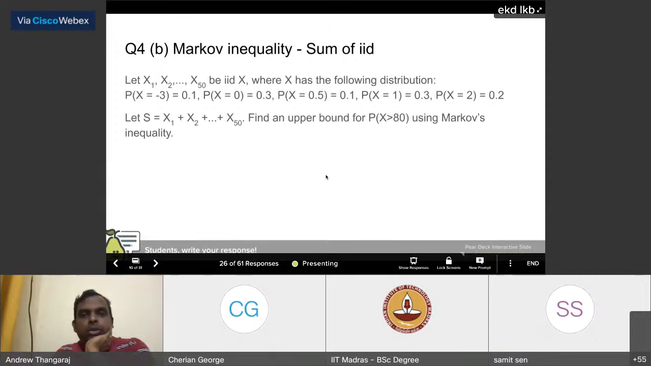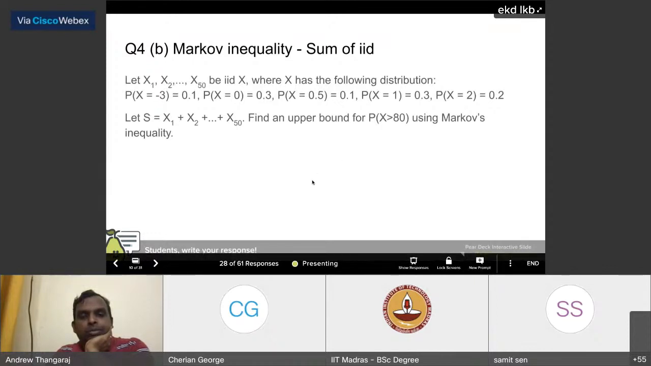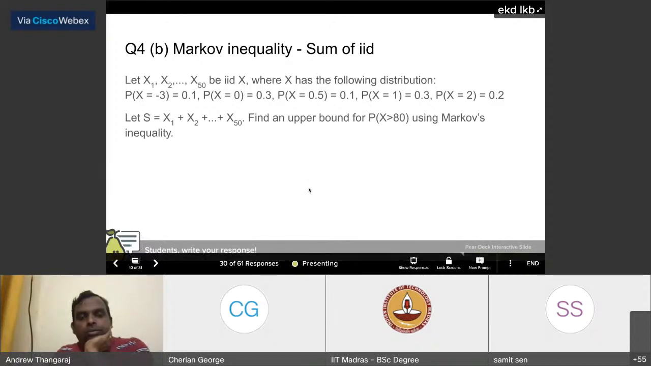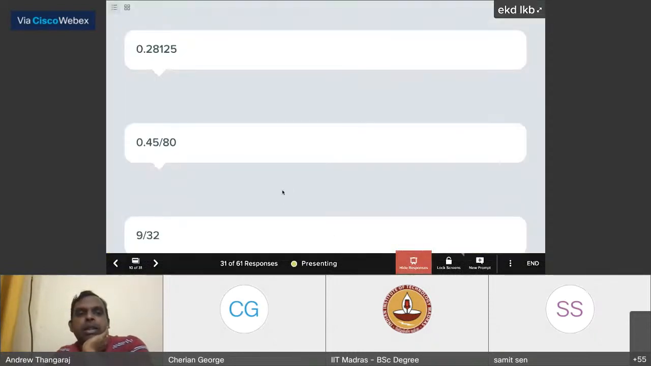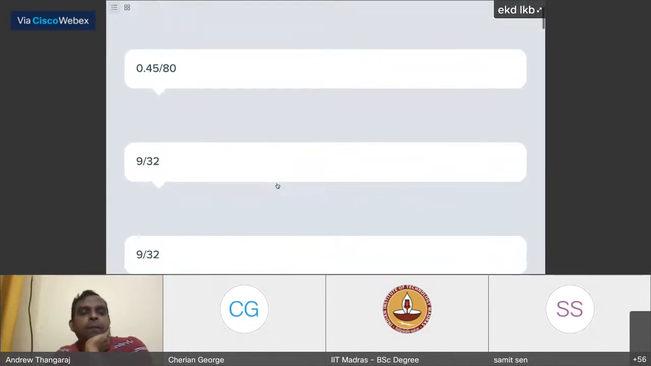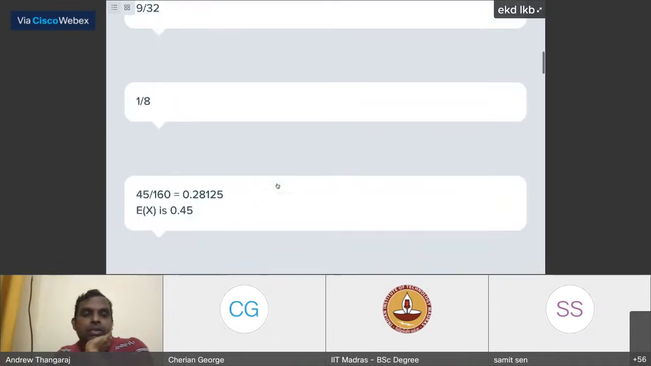Okay, so we give it a little bit more time. Okay, so about half the people have responded. So let's go through and see the responses. 0.28125 is perfectly right. 0.45 by 80. Is that the same as 9 by 32? I don't want to keep dividing. Okay, 9 by 32 could be the answer. Good. Very good. So 1 by 8 is not correct.